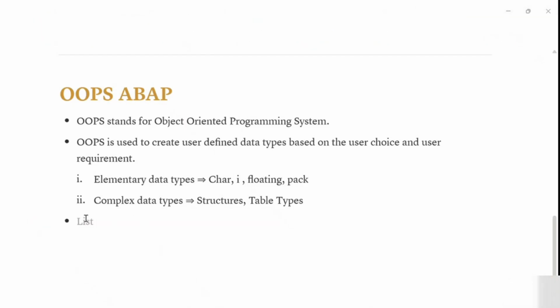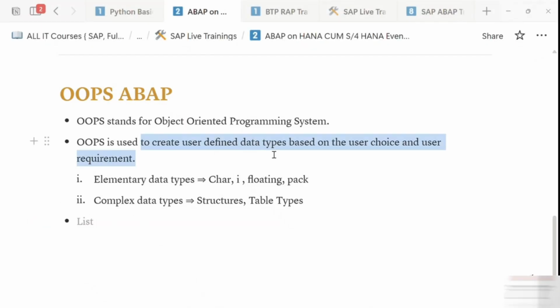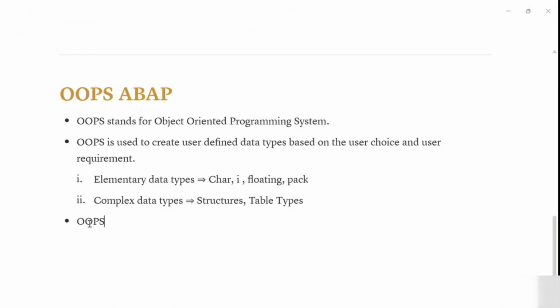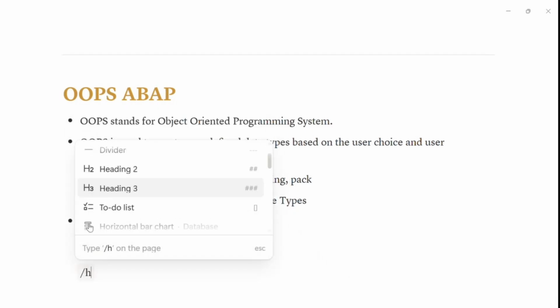Now, how are we going to define it? The first line can be used to create user-defined data types. The second line that we can give is OOPS. OOPS programming is based on two things: first, a class, and second, an object.